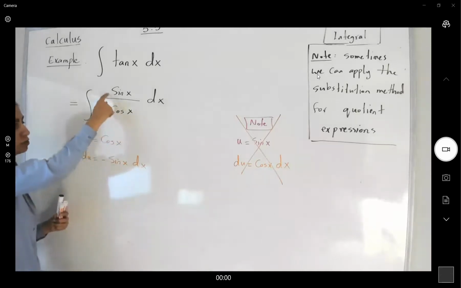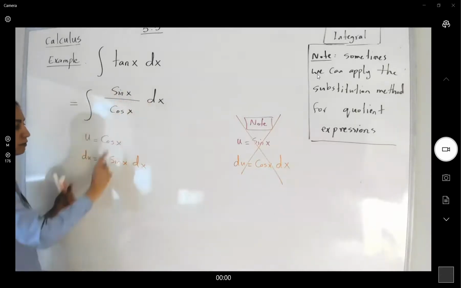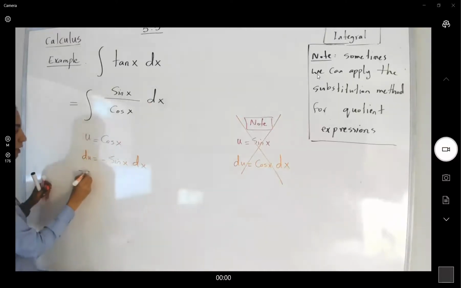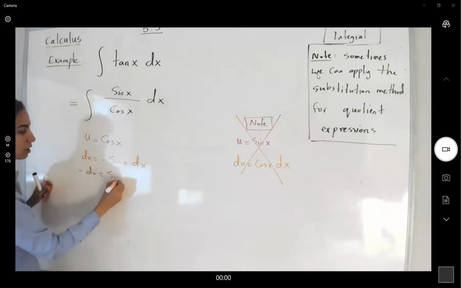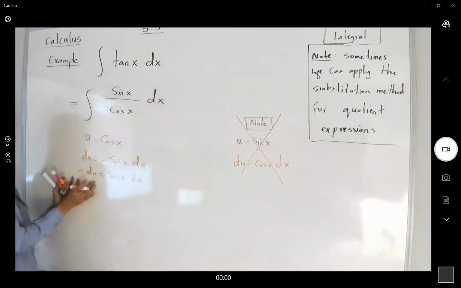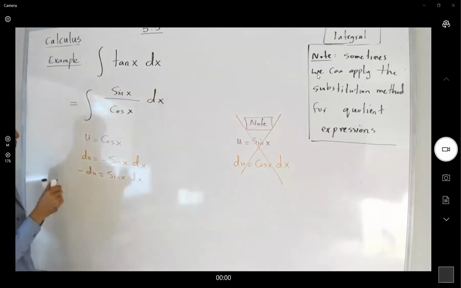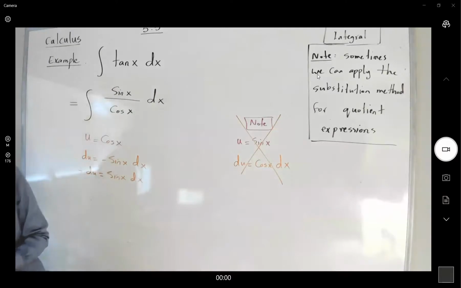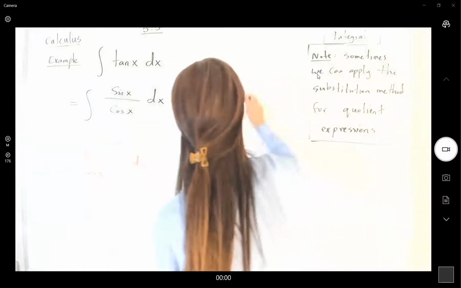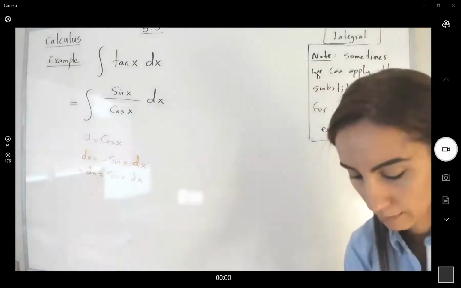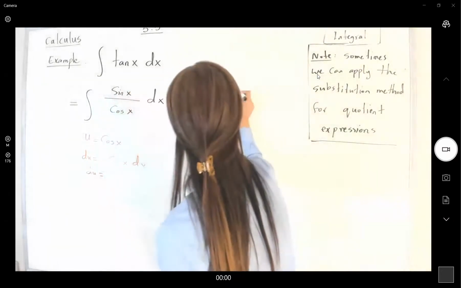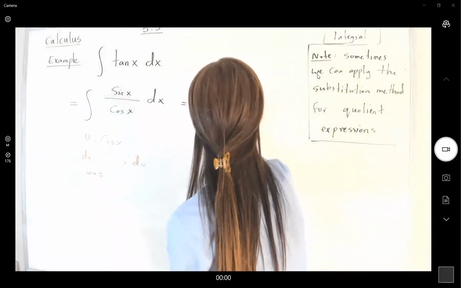And now on the numerator, you have some part of negative sine x dx. But this is just equal to minus du. So wherever you see sine x dx, you're going to substitute that by negative du. So this integral is now equal to the integral of minus du divided by u.